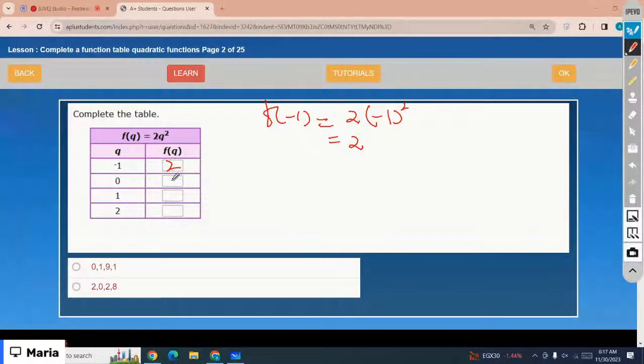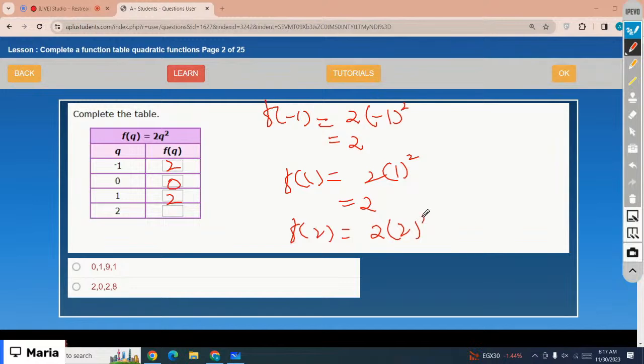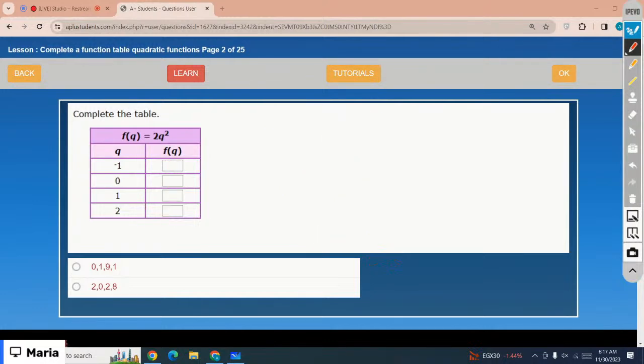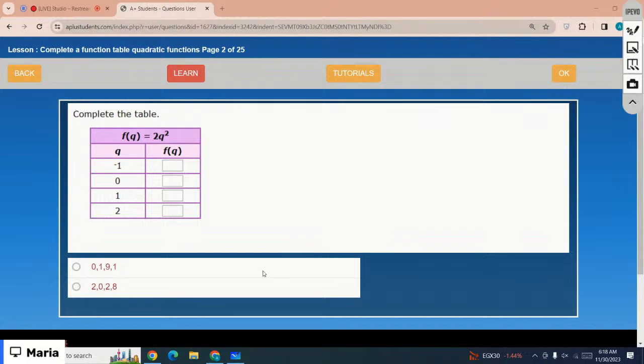Now evaluate on 0. On 0 it is 0 because 2 times 0 is 0. Then f of 1 is 2. Then you have to evaluate on 2, so that would be 2 times 2 square. 2 square is 4 and 4 times 2 is 8, so that would be 8. So the correct option is 2, 0, 2, 8. Option number 2 is the correct option.